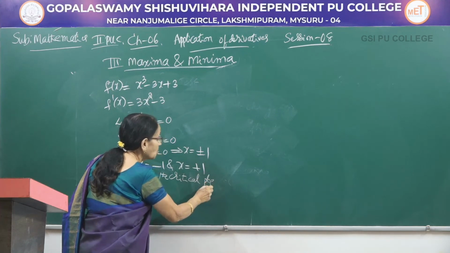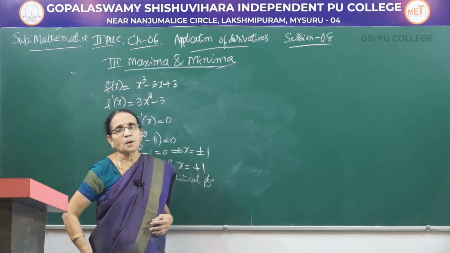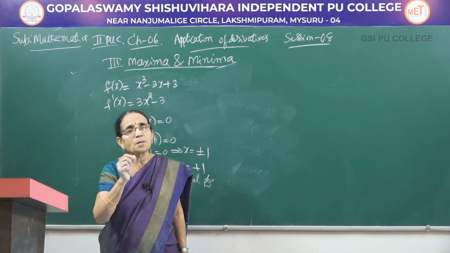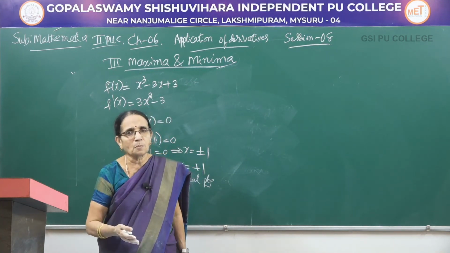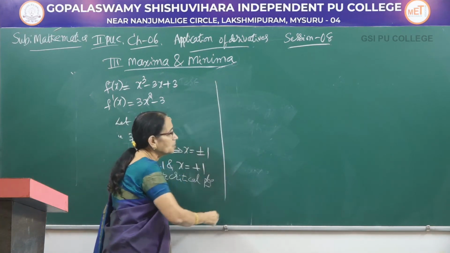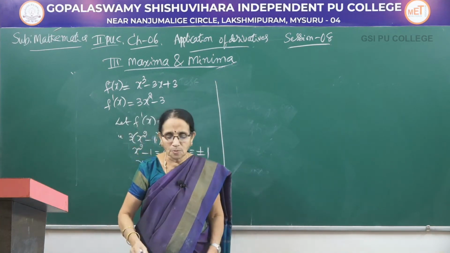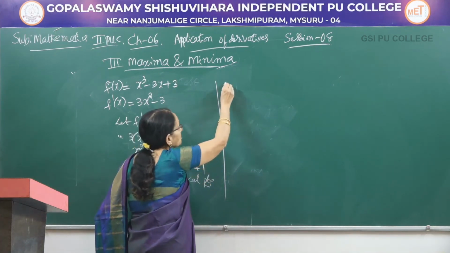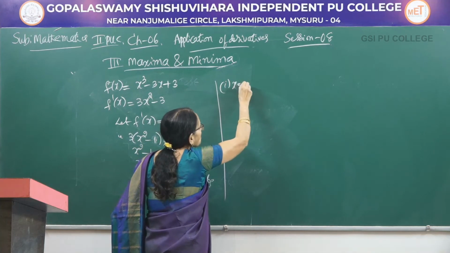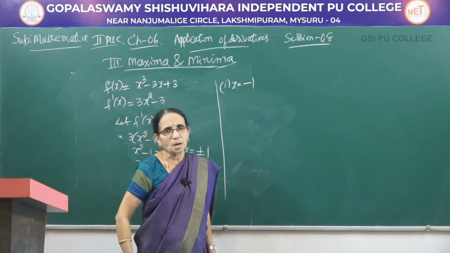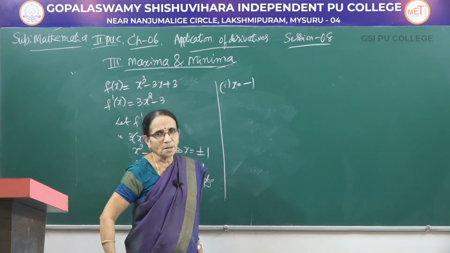Now we know which are the critical points here, but we do not know what happens at which point. Is it a maximum point or a minimum point? For that, as I just told you, we can make use of the first derivative test. Now, let me consider the point x equal to minus 1. Take the first critical point, x equal to minus 1.